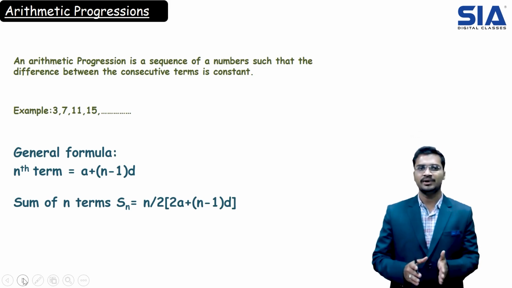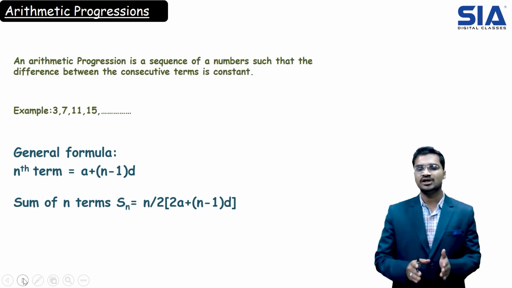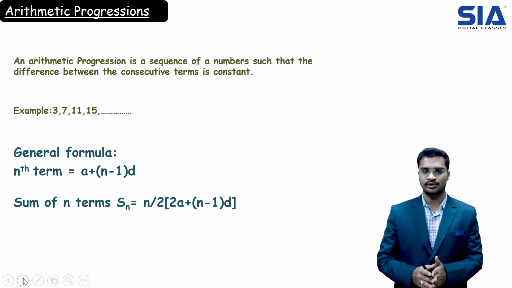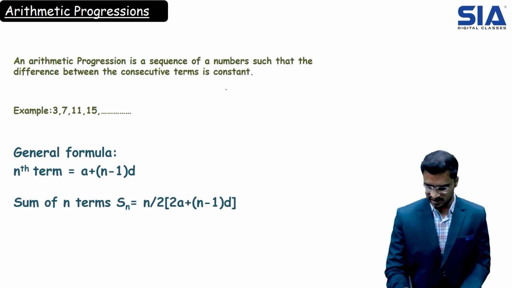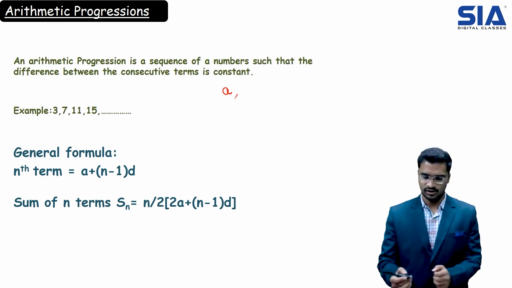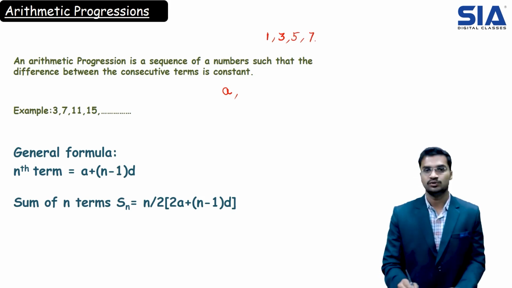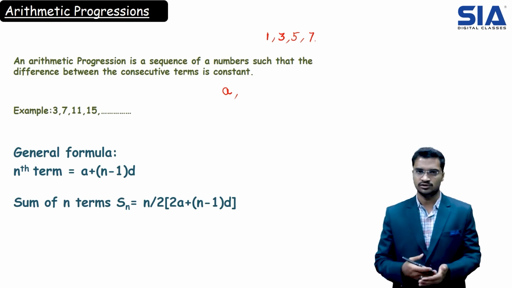Let us see. An arithmetic progression is a sequence of numbers such that the difference between consecutive numbers is constant. He is saying that the difference between any two consecutive numbers is constant. So suppose I have numbers like this. The first number is A and the second number will be what? Or suppose I have the first number as 1, the second number as 3, then 5, then 7.